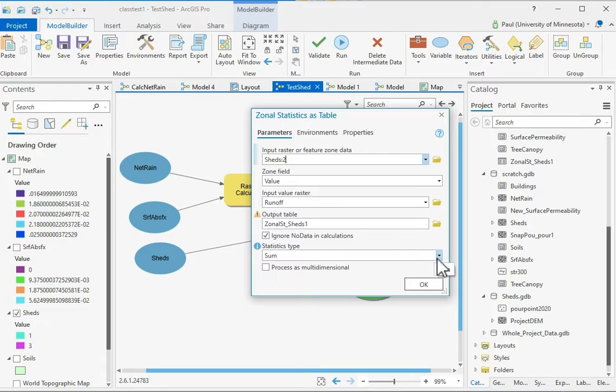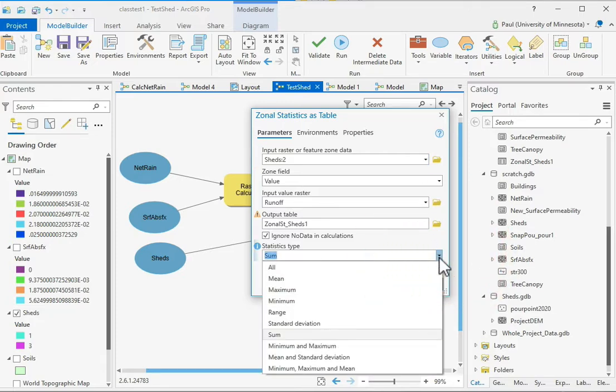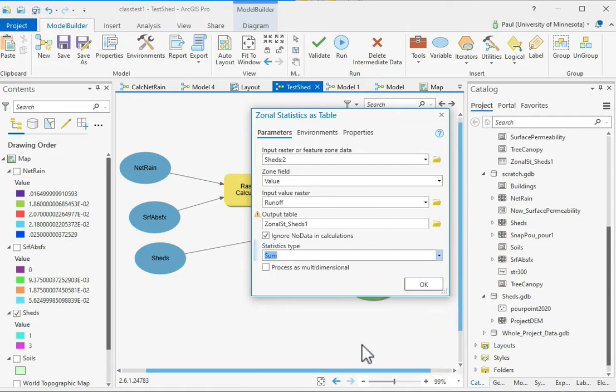And there are many statistics types. Now I'm going to go with the sum. The reason I get away with the sum is we're trying to calculate volumes that are the cubic meters, and we have our depths measured in meters, and our cells are square meters. If that wasn't the case, if our cells were different than square meters, or if our units weren't meters, we would have to, after this, multiply by a factor to adjust to get it to cubic meters.